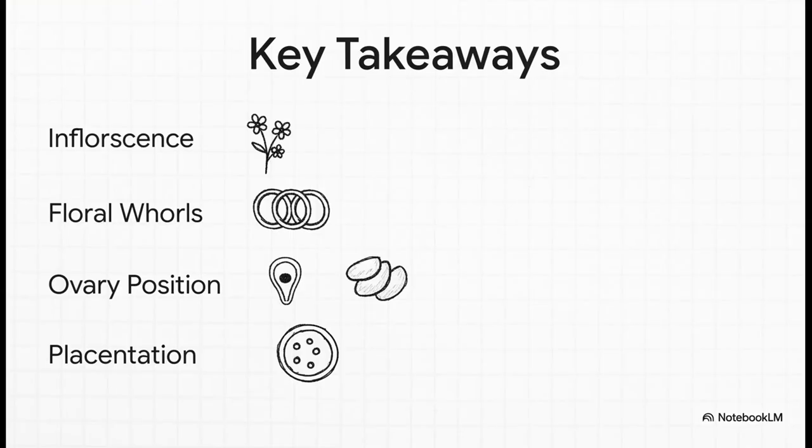Okay, wow, that was a lot. So let's do a quick flyby of everything we covered. We've seen that a flower's complete architectural blueprint is defined by a few key things: its overall arrangement, or inflorescence, its 4 basic layers, the whorls, the specific position of its ovary, how its petals are folded in the bud, and finally the internal arrangement of its future seeds, or placentation.